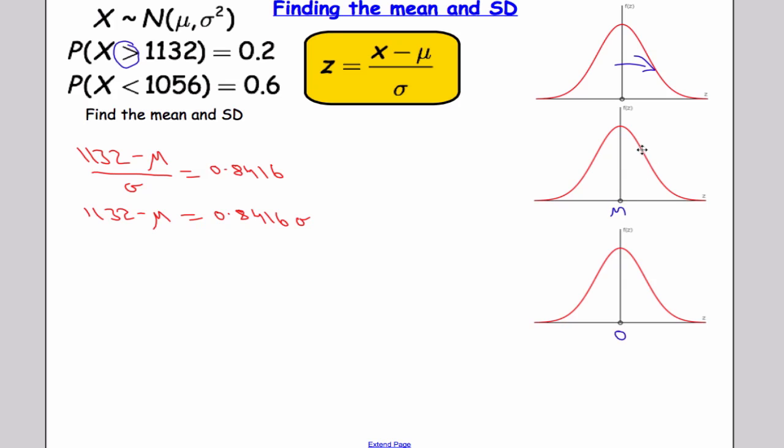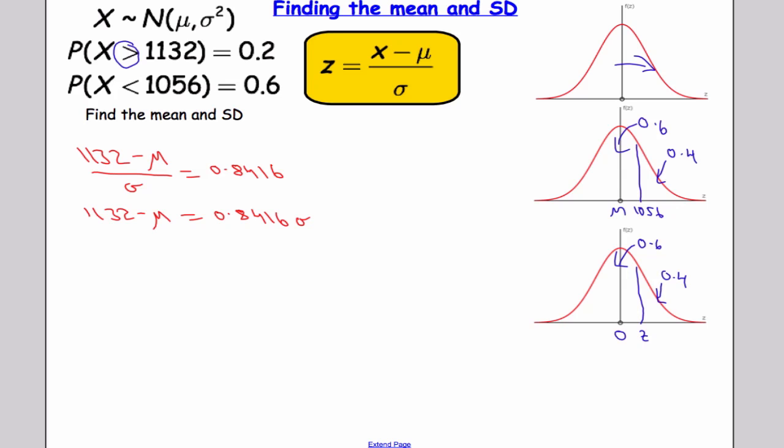If it's greater than 0.5 and we're looking to the left, it must be over here somewhere. That's mu. Somewhere over here is 1056. And the probability of this region is 0.6, which also means that the probability of this region is 0.4. Okay, so we're going to transfer that to the standard normal. So that z value there is going to have probability to the left of 0.6 and probability to the right of 0.4.